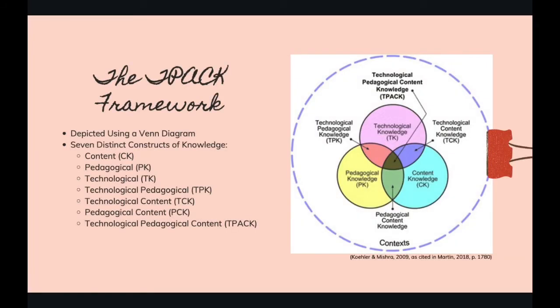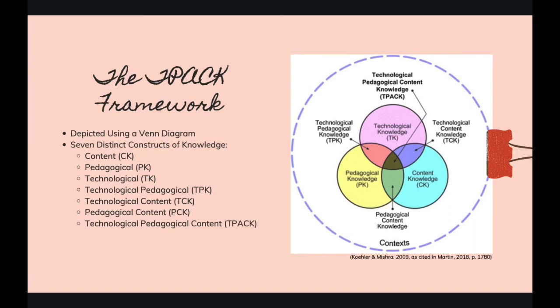The TPACK framework is often depicted using a Venn diagram with three overlapping circles, each representing a form of knowledge. Martin, 2018, page 1779. This diagram creates 7 distinct constructs of knowledge, which are listed here on the screen: content knowledge, pedagogical knowledge, technological knowledge, technological pedagogical knowledge, technological content knowledge, pedagogical content knowledge, and technological pedagogical content knowledge.